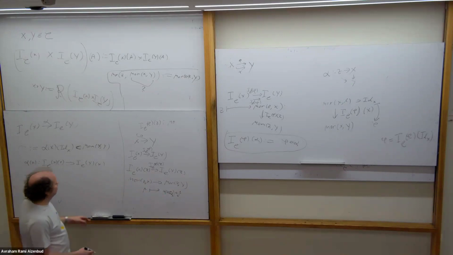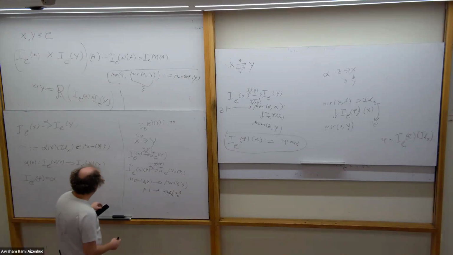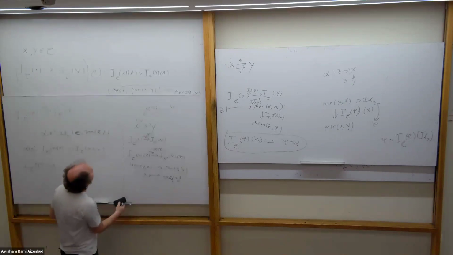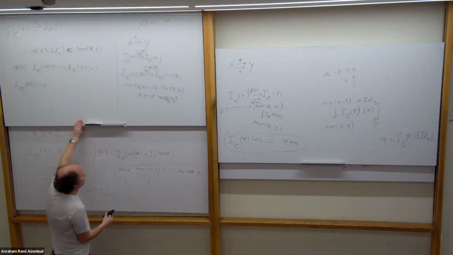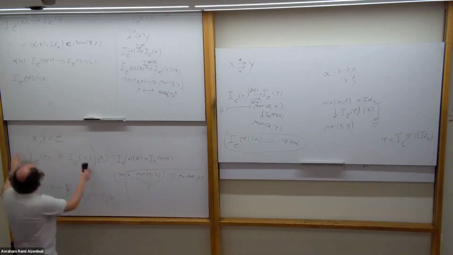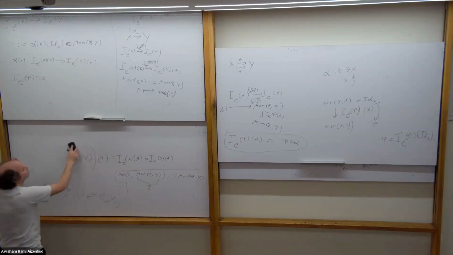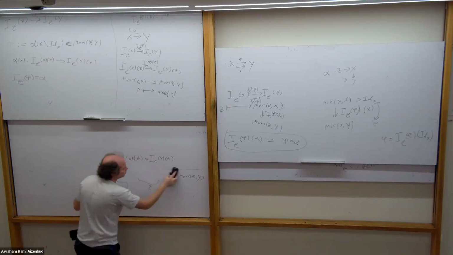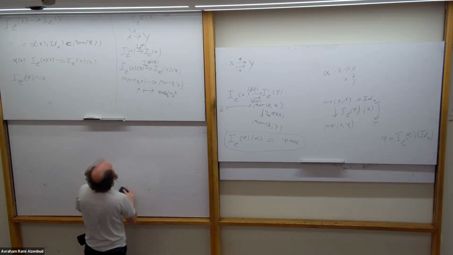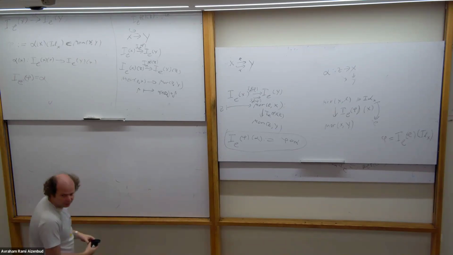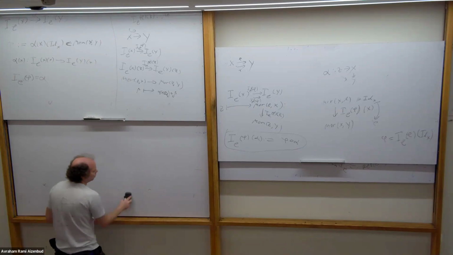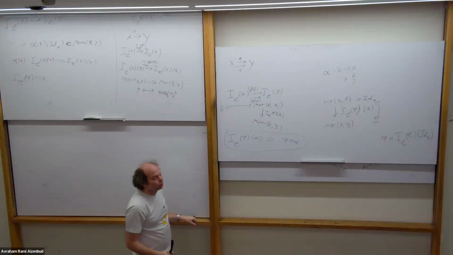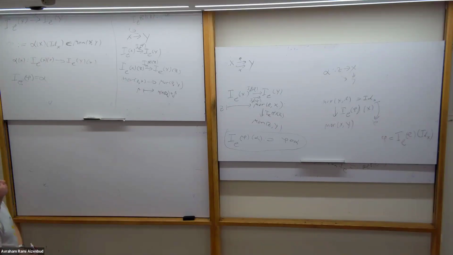Okay, so how do we show it? Alpha of z, of course. So what do we know about alpha? Alpha is a morphism of functors. Okay, so let's use it.